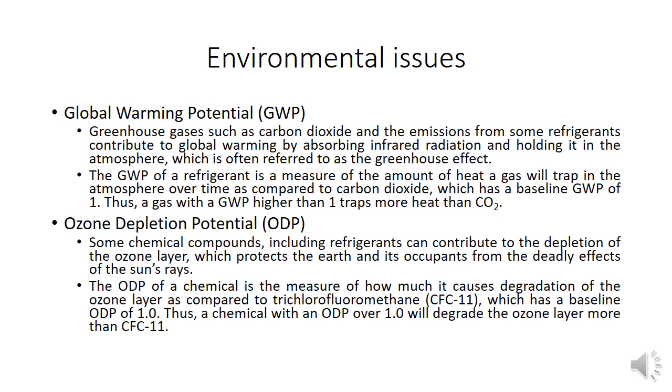How does it affect? The global warming potential of a refrigerant is a measure of the amount of heat or gas it will trap in the atmosphere over time as compared to carbon dioxide, which has a baseline global warming potential of 1. Thus, a gas with GWP higher than 1 traps more heat than carbon dioxide. A similar description holds for ozone depletion potential, which for a chemical is a measure of how much it degrades the ozone layer as compared to the CFC level, whose baseline ODP is 1. So a chemical with an ODP over 1.0 will degrade the ozone layer more than the baseline refrigerant.